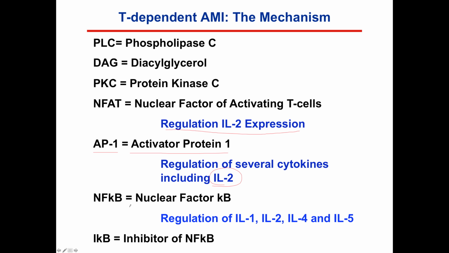And then another transcription factor, NF-kappa B, nuclear factor kappa B, which is involved in the regulation of not only IL-2 but other genes as well. There's another molecule we'll see as an inhibitor of the action of NF-kappa B, so the I is inhibitor of NF-kappa B. So these are the molecules you'll need to know, so you may want to keep that in mind, and as you're looking at the pathway, refer to this to keep yourself straight.